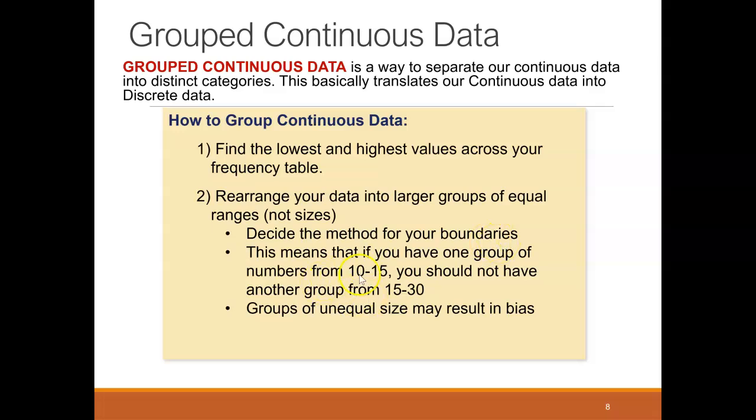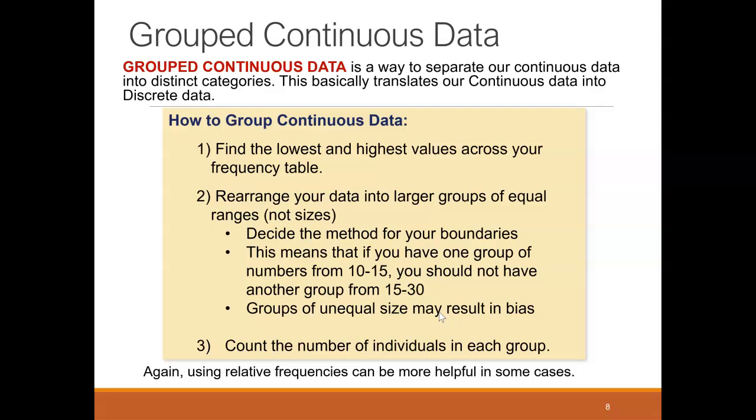So typically your boundary would have one side in and one side out. Like you'd probably go 10 is less than or equal to x is less than 15. So things equal to 10 and up to but not including 15 would go in. But again, you want the same sized ranges for your groups, and then we count up our individuals. And again, relative frequencies can be helpful in some cases.